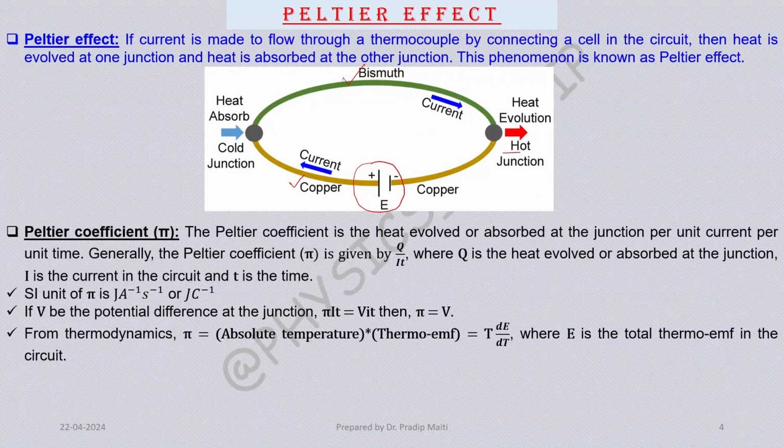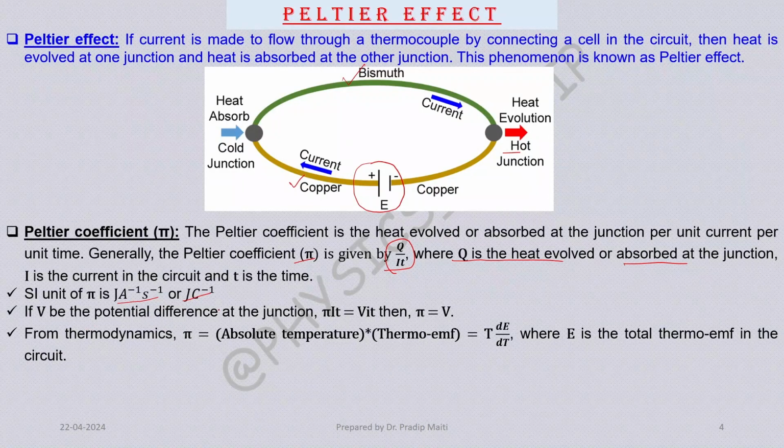Now the Peltier coefficient. The Peltier coefficient is the heat evolved or absorbed at the junction per unit current per unit time. That is, heat evolved or absorbed at the junction per unit time and per unit current is known as the Peltier coefficient. It is generally given by pi, and is given by Q by IT, where Q is the amount of heat evolved or absorbed at the junction, I is the current and T is the time. The SI unit of Peltier coefficient is joule per ampere per second, or joule per coulomb.